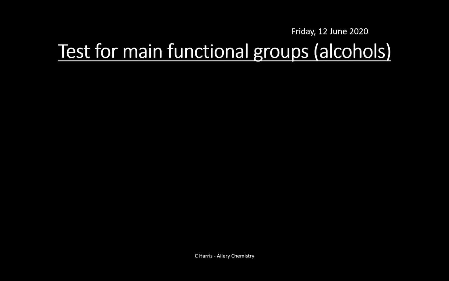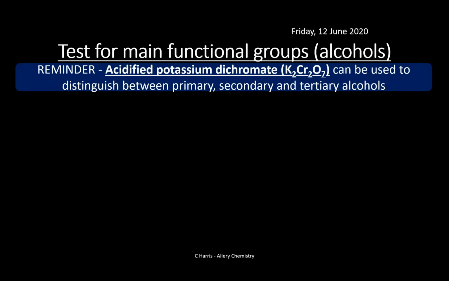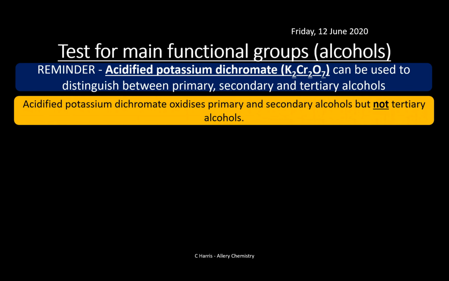And the final type of functional group test, as we've seen before, is the test for alcohols. This is quite an important one actually, because we need to be able to identify if an alcohol is primary or secondary or tertiary. So acidified potassium dichromate is used, as we've seen before, and we can distinguish between these alcohols. Remember, acidified potassium dichromate oxidizes primary and secondary alcohols, but it won't do that for tertiary alcohols. So we're using this method, but flipping it on its head, and using it as a test rather than as a reaction to produce a certain product.